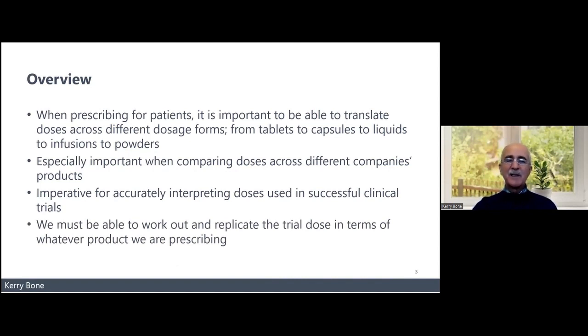So we do need to be able to work out and replicate the trial dose in terms of whatever product we are prescribing, because it might be different to what was used in the trial. In many clinical trials, the researchers will make the product up themselves. So you can't necessarily buy that product commercially. Some are on commercial products, but they may not be available to you, might be too expensive. So how are you going to match what was used in the trial to what you want to do in your clinical practice?